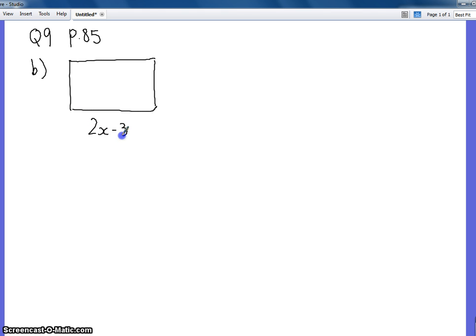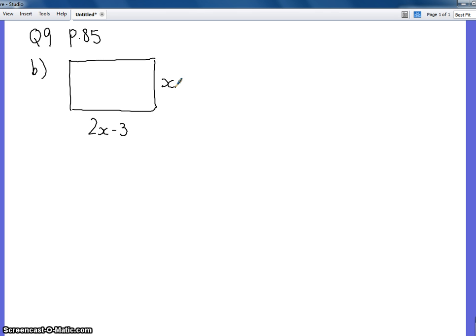Okay, so what we're looking at is question 9. So green group and blue group. I'm going through question 9, page 85. If you would like to pay attention because you're coming to it, that's fine. We're going to go with B to start with. And B is a rectangular shape with side lengths 2x take 3 and x.